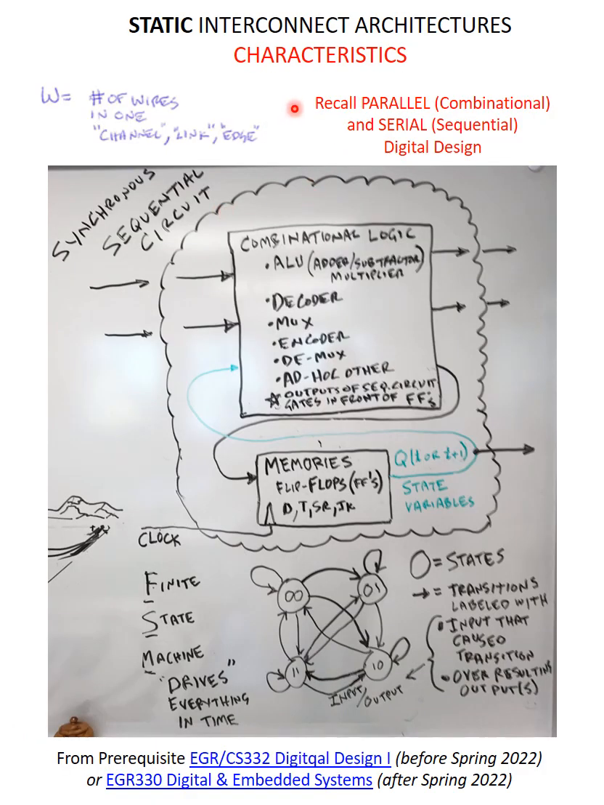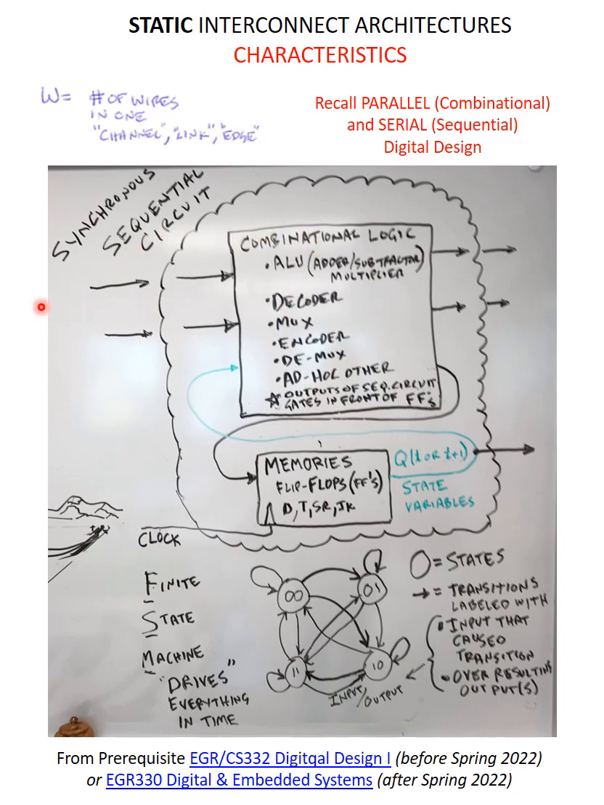Now, continuing on looking at these metrics, these characteristics of static interconnect architectures, and speaking more about the number of wires in one channel link or edge, one of the links. Students in my courses, recall parallel, which is combinational digital design, and serial, sequential digital design, and how that applies to these links here. So take a minute and click on these links, go into these courses, and just recall how this works.